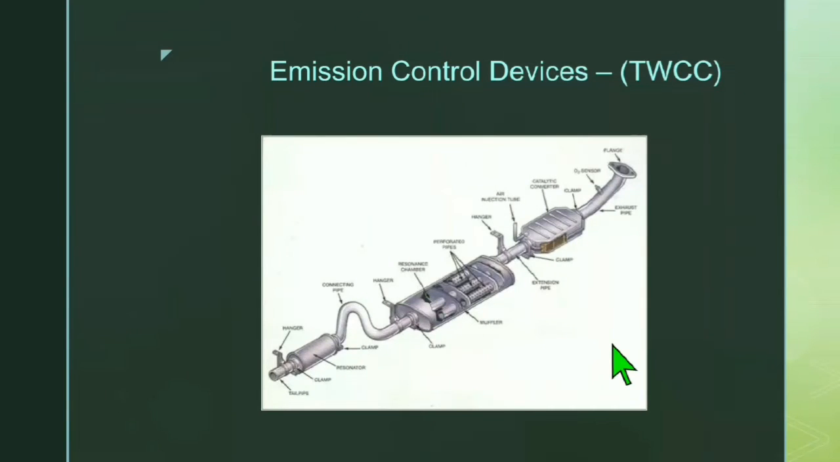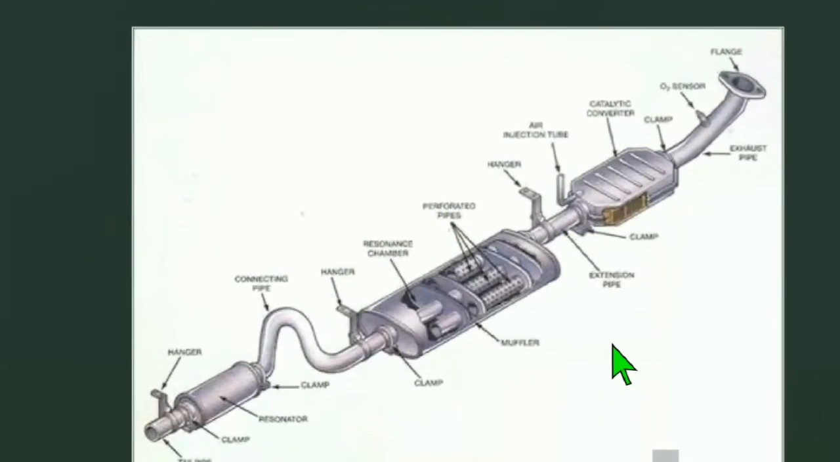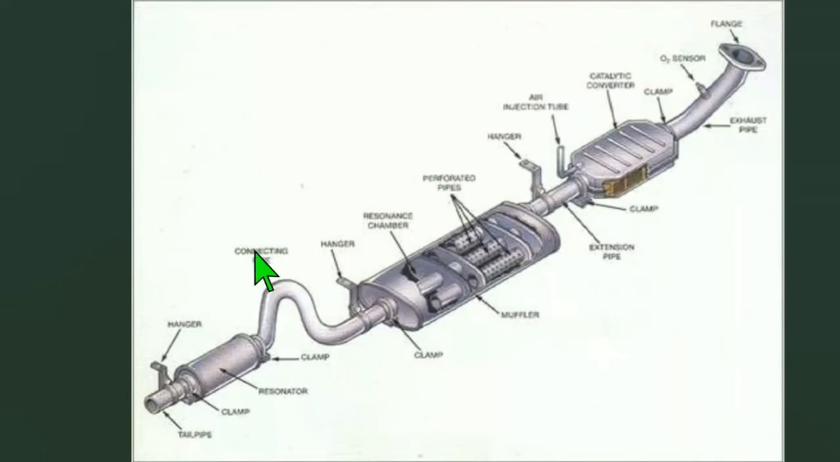There is a figure of emission control devices. Look at this. Here you can see the manifold, connecting pipe, hanger, resonance chamber, pipes, air injection tube, catalytic converter, clamp, oxygen sensor, hanger, exhaust pipe, clamp, extension pipe, muffler, clamp, resonator, and tailpipes.